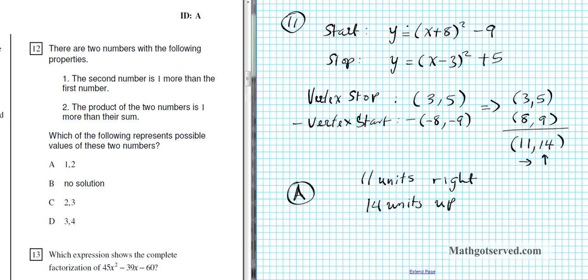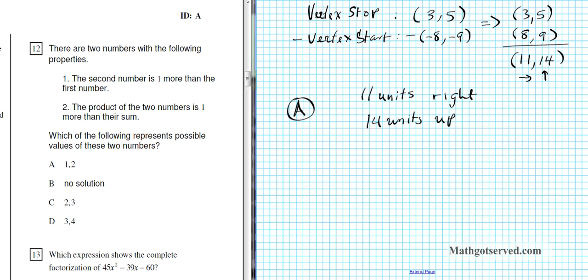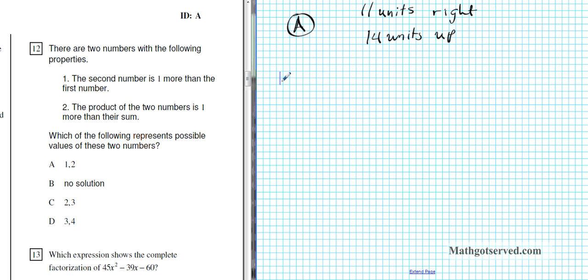All right, let's take a look at question 12. It says there are two numbers with the following properties. Property number 1, the second number is 1 more than the first number. And we look at the choices we have. The second number in each alternative is one more than the first. So A, C, and D satisfy that requirement.